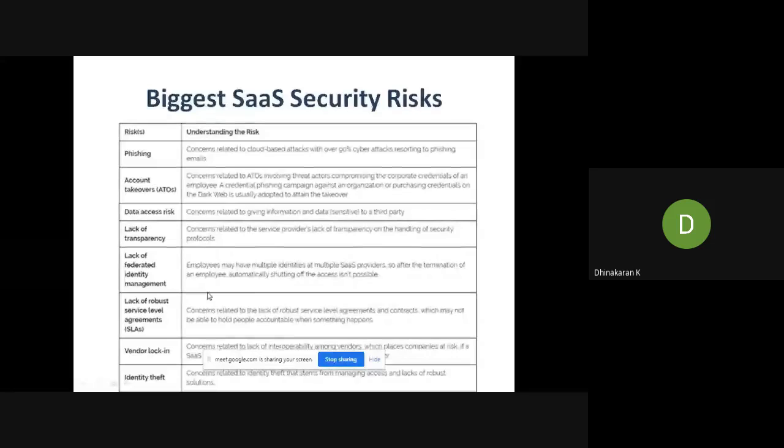And the next risk is called data access risk. What does it mean? Basically, data access risk is actually giving information and data, which is sensitive data, to a third party.